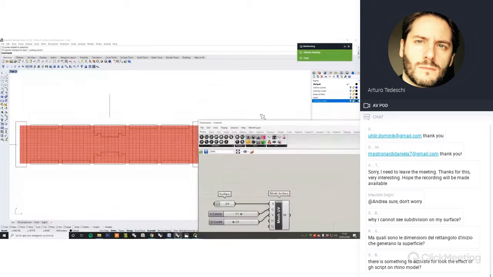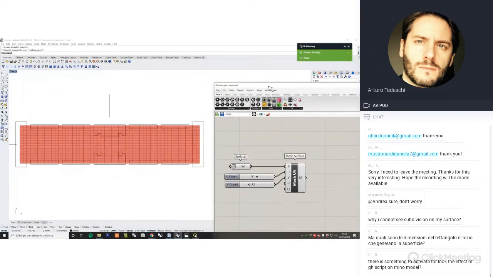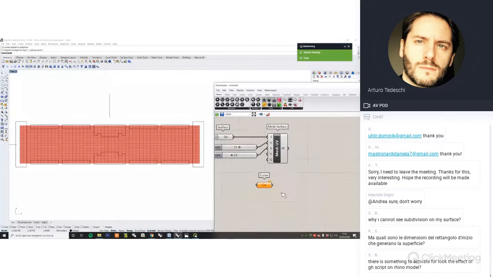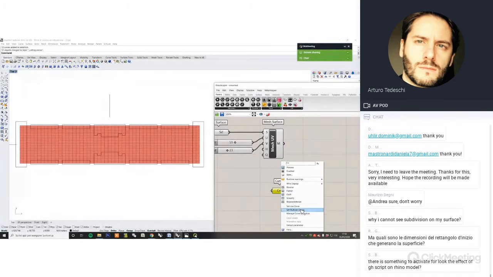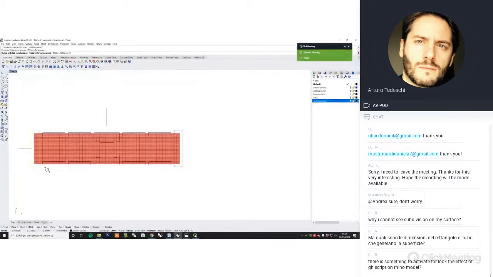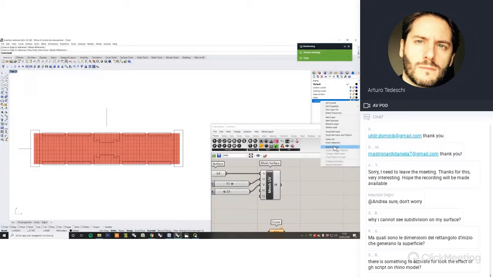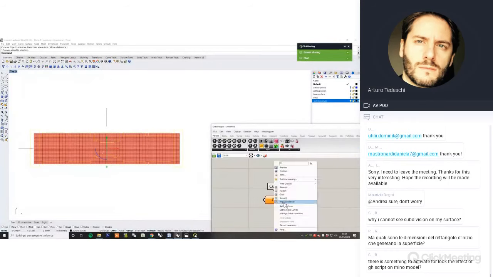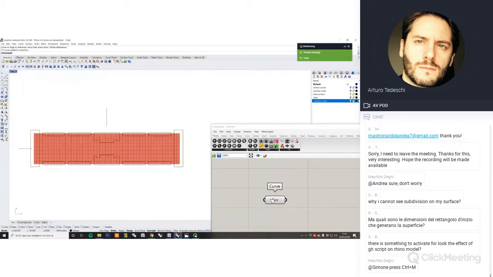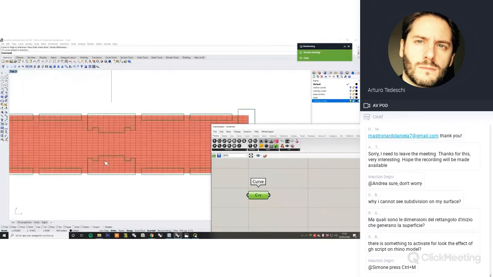And they are inside one layer. So curve component. We can do that, which is easier. Select objects and then set multiple curves. And we have 12 curves now.